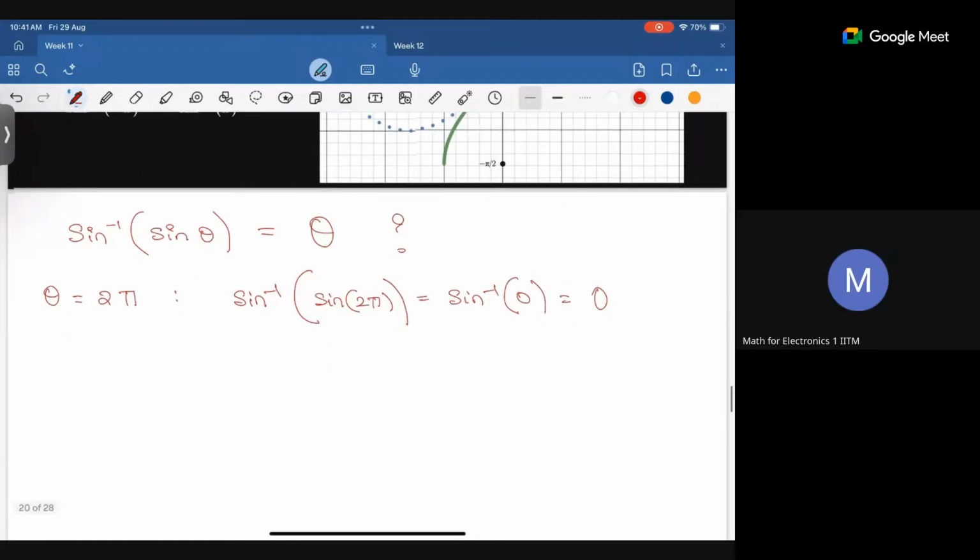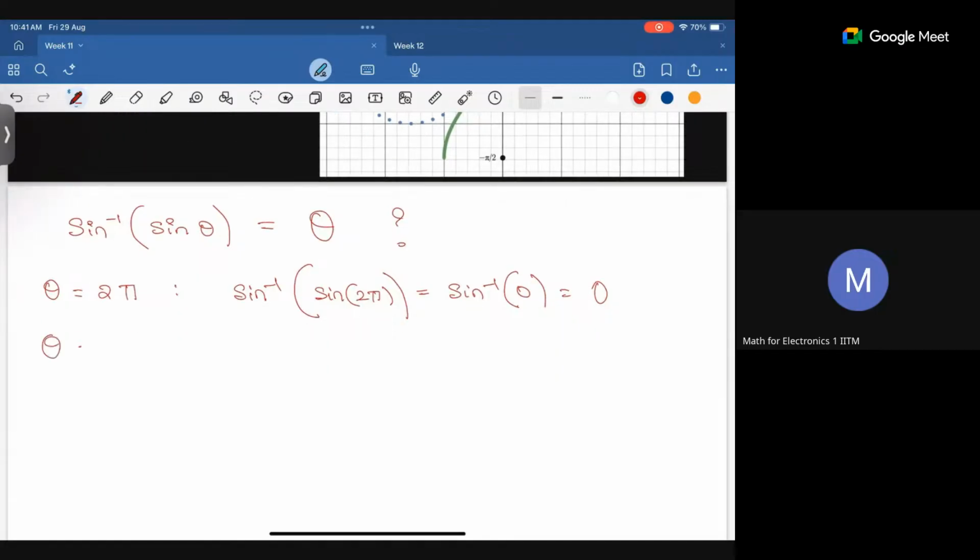Something strange, right? And what if I take theta to be, let's say, π/4? This is sine inverse of sine π/4. Sine π/4 is 1/√2. Sine inverse of 1/√2 is π/4, which is theta. So if I take theta to be π/4, it is giving me theta.